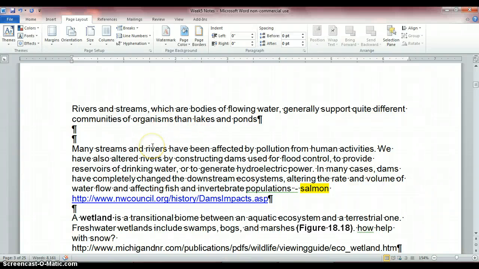Many streams and rivers have been affected by pollution from human activities. We have also altered rivers by constructing dams used for flood control, to provide reservoirs of drinking water, or to generate hydroelectric power. In many cases, dams have completely changed the downstream ecologies, altering the rate and volume of water flow and affecting fish and invertebrate populations.